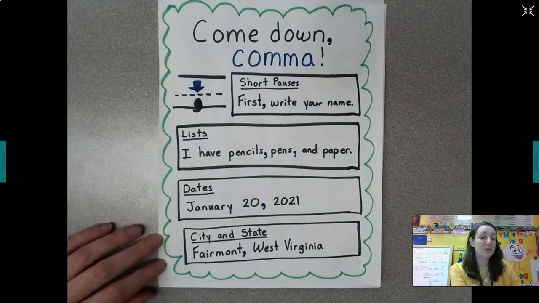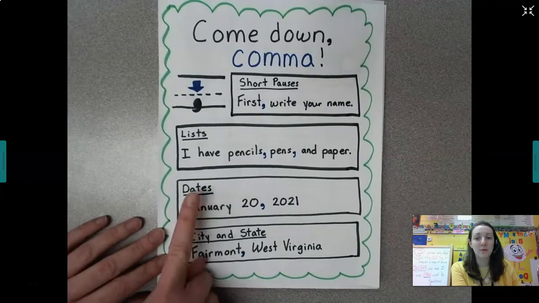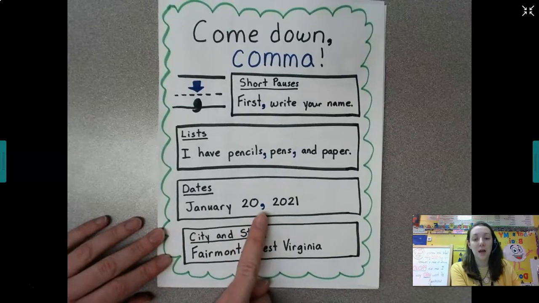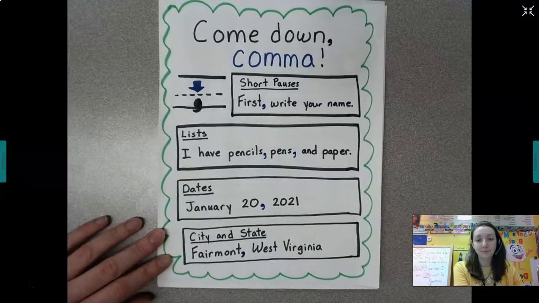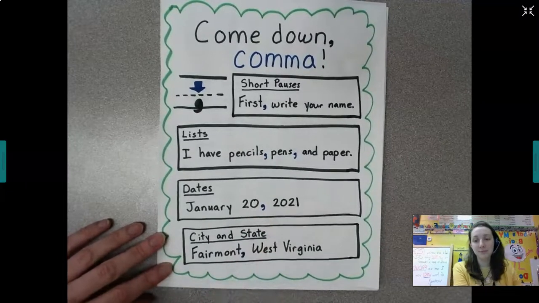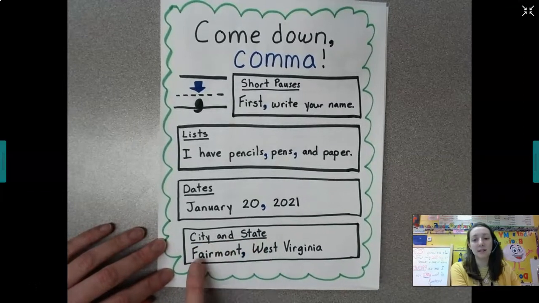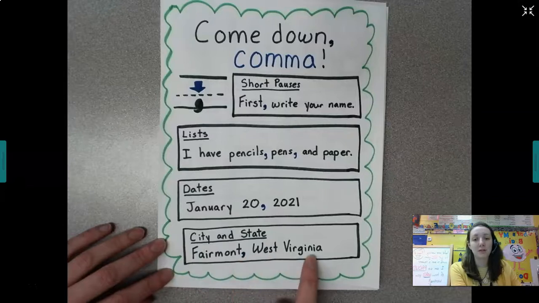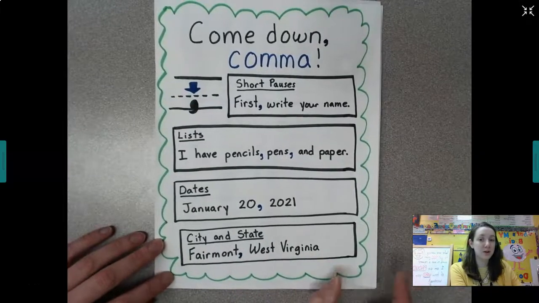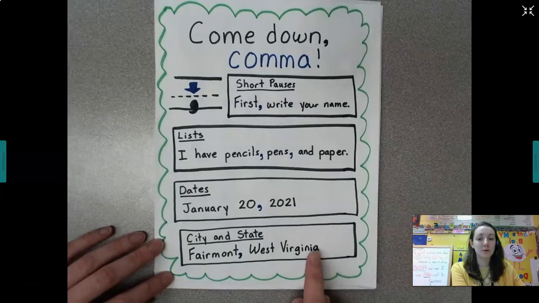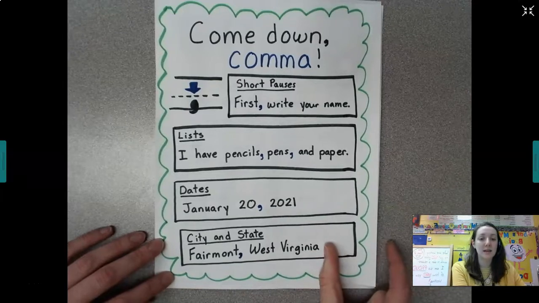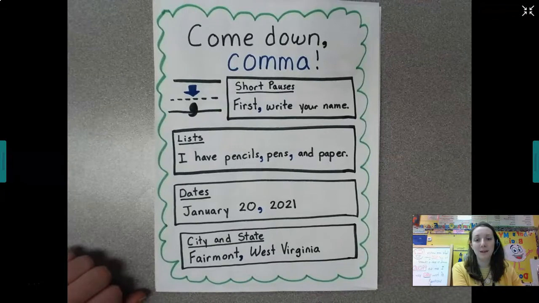Now what we're focusing on this week is these two sections. We're going to be focusing on using commas in dates. So if I have January 20th, 2021, I would put a comma in between the date and the year. Okay, just separates those numbers. And we're going to be using it in places. So I gave an example of city and state. So Fairmont, comma, West Virginia. If I were also to add the country, United States of America, you would have to put a comma between the state and the country. Okay? So let's go over some examples so you can see this in action.